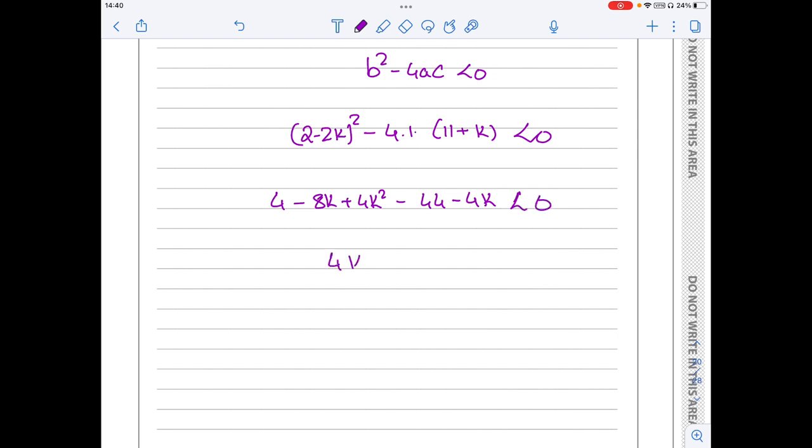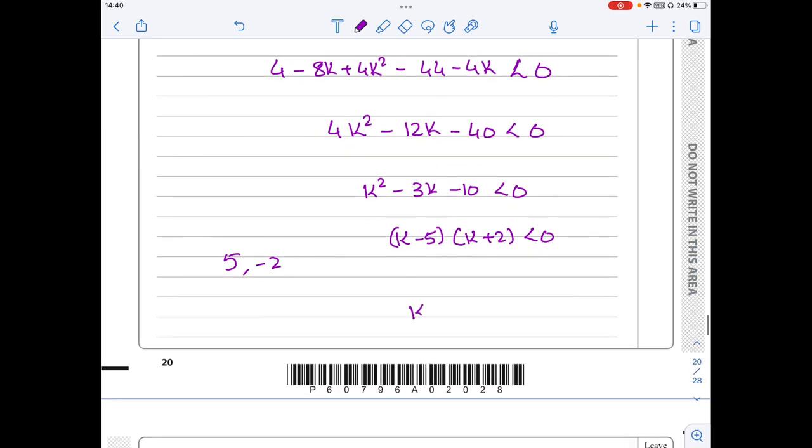So what does it become? 4k square minus 12k minus 40 is less than 0. k square minus 3k minus 10 is less than 0. Factorize: (k minus 5) times (k plus 2) is less than 0. Critical values are 5 and minus 2. So k lies between negative 2 and 5.